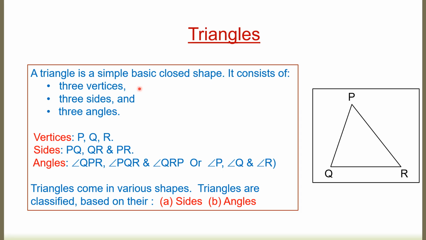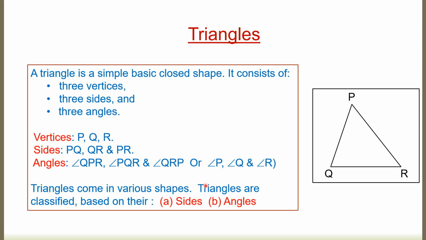You will find a simple definition of a triangle. Also the parts of the triangle are explained here. A triangle has 3 vertices, 3 sides and 3 angles. P, Q, R are the vertices. PQ, QR and PR are the sides. Angle QPR, angle PQR and angle PRQ are the 3 angles.